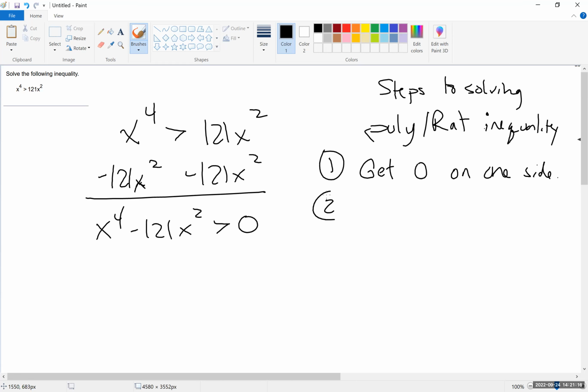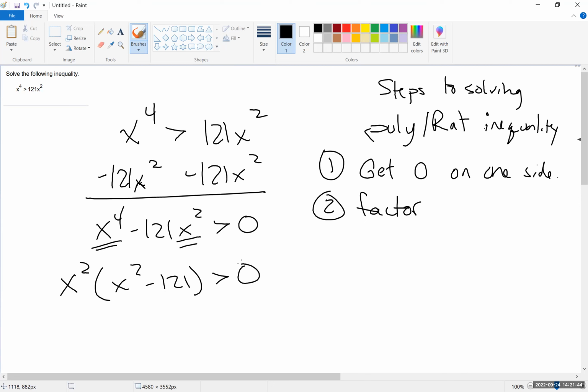The second step is to factor. This is a difference of squares. Well, actually, hold on, time out. It is a difference of squares, but we should always factor out a greatest common factor first. Both terms have an x squared in them, so we take out the x squared, leaving x squared times x squared minus 121 is greater than 0. First step, always factor out the greatest common factor.